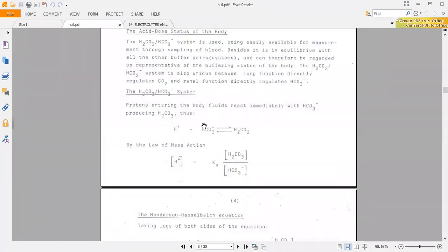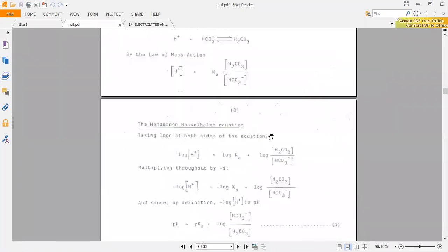So if I inject someone with H plus ions, the bicarbonate ions, HCO3 minus, which is the conjugate base, will react with the H plus ions and give us more H2CO3. This H2CO3 will break down to carbon dioxide and water, and then you breathe the carbon dioxide out. The water will remain in your system. So that's how the bicarbonate buffer system works.